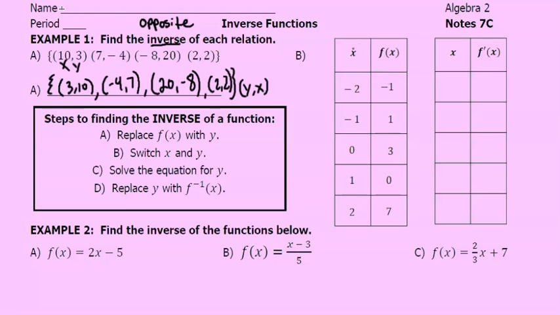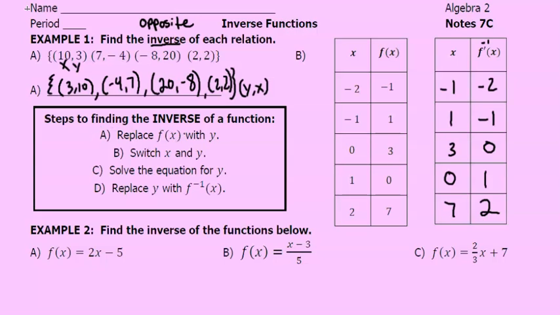B, we have x and then we have f of x. To get the opposite, f inverse of x, we're just going to switch the x and y values again. So we have negative 1, negative 2, 1, negative 1, 3, 0, 0, 1, and 7, 2.